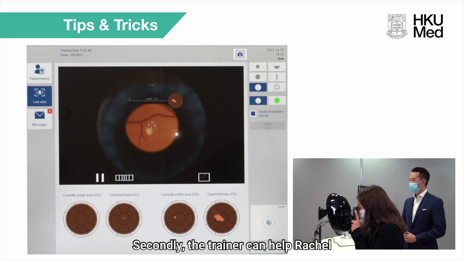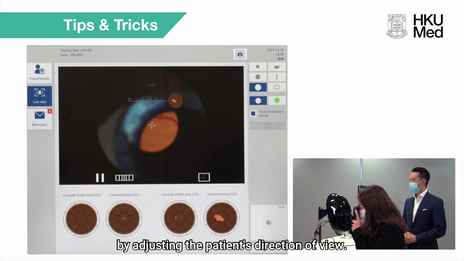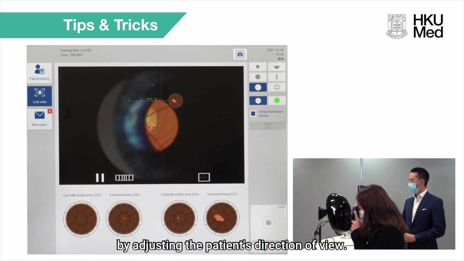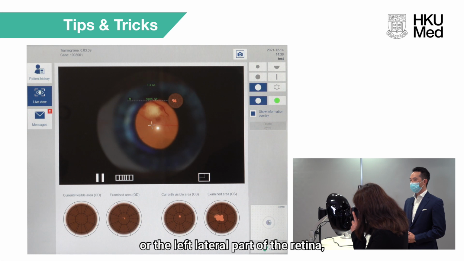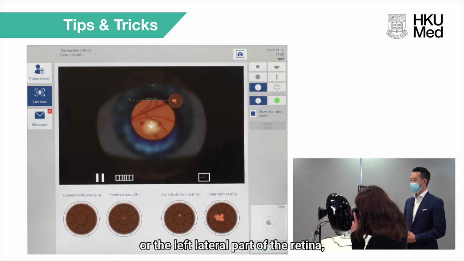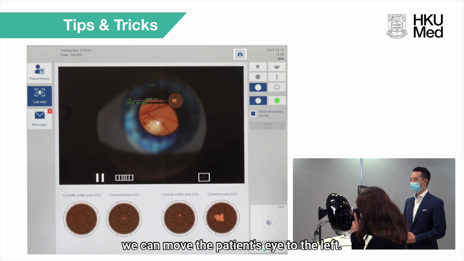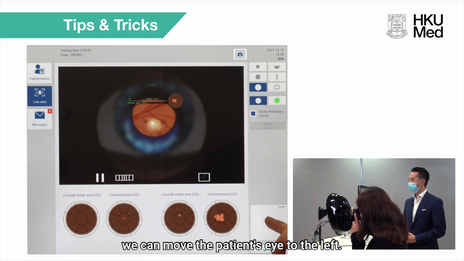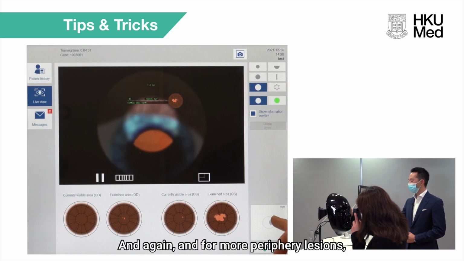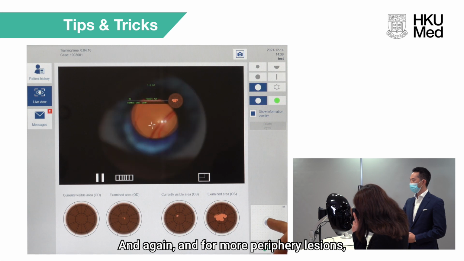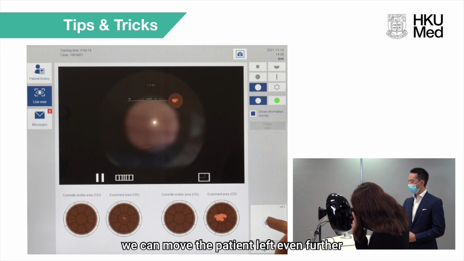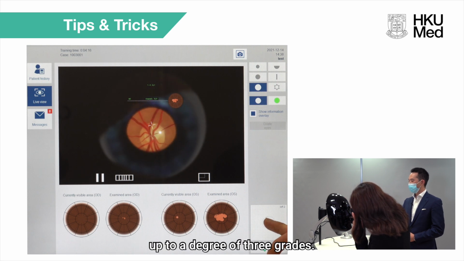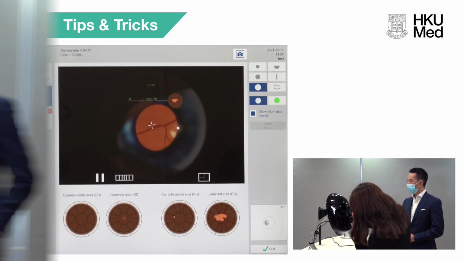Secondly, the trainer can help Rachel by adjusting the patient's direction of view. For example, if Rachel is looking at the patient's superior or the left lateral part of the retina, we can move the patient's eye to the left. And again. And for more peripheral lesions, we can move the patient left even further, up to a degree of 3 grades.